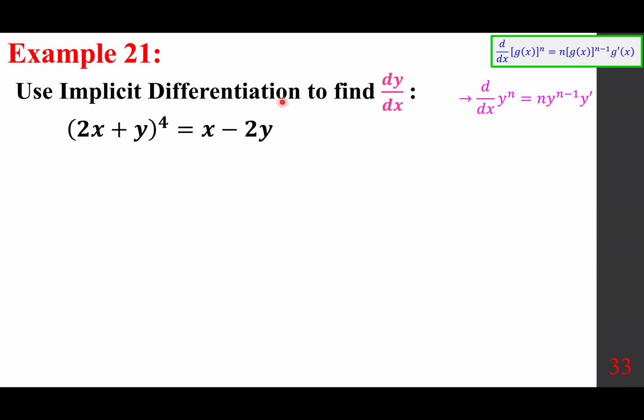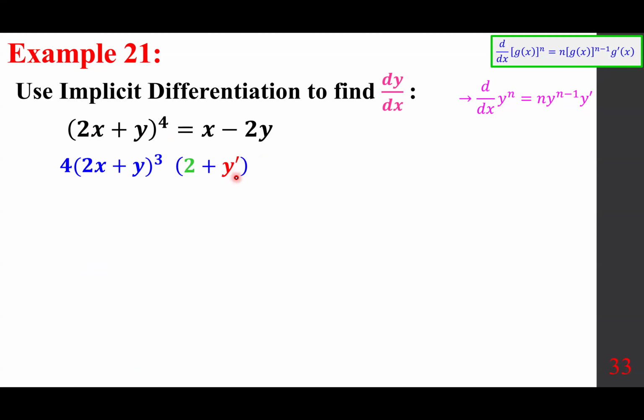Now, let's use implicit differentiation to differentiate 2x plus y to the power of 4 equals x minus 2y to find dy dx or y prime. We are going to differentiate on the left side. First, we need 4. Then we need 2x plus y cubed. Then we need the derivative of the inside by the chain rule, which means g prime of x. So if you think of this as g of x, you have to differentiate this.